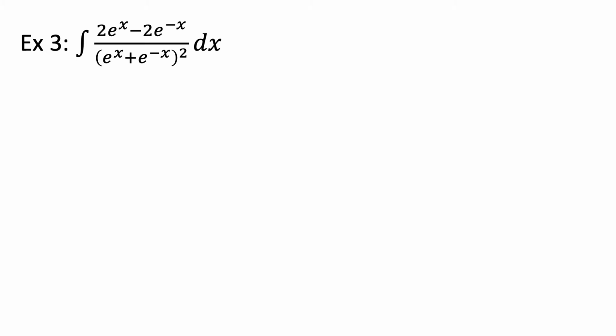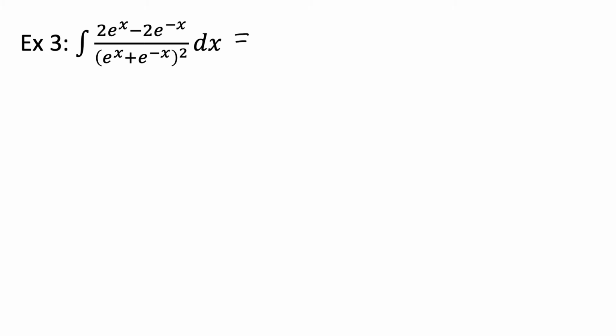Okay, so let's start by integrating 2e to the x minus 2e to the negative x over the quantity e to the x plus e to the negative x squared. Now this one looks crazy at first, and the first thing I notice is that my numerator and my denominator look very similar, and I also have a 2 in both of my terms in the numerator.